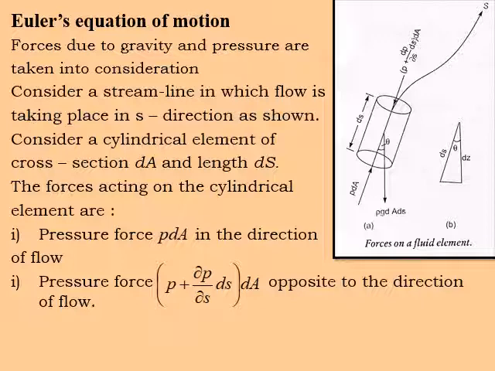So in this given direction, the fluid is flowing in upward direction. That pressure force is given by P into dA. The pressure force acting opposite to the direction of the fluid flow is given by P plus ∂P/∂S, the change in pressure in the direction of S, multiplied by dA, the cross section area of that fluid element.